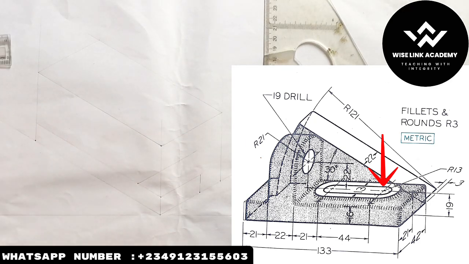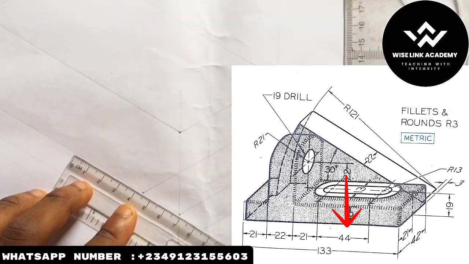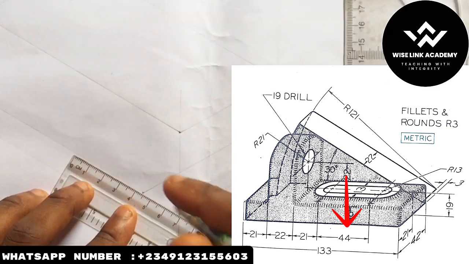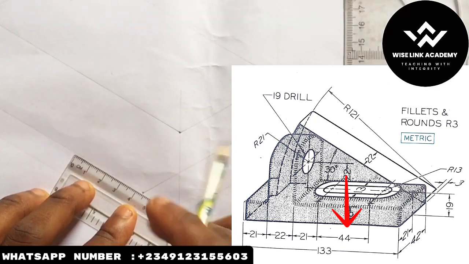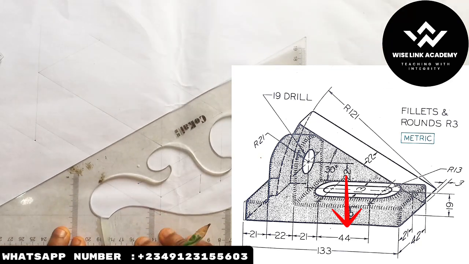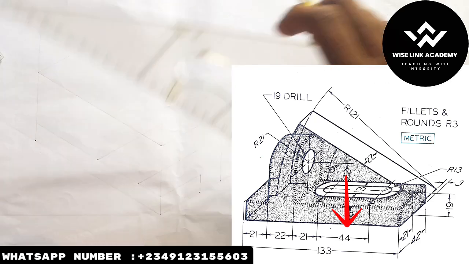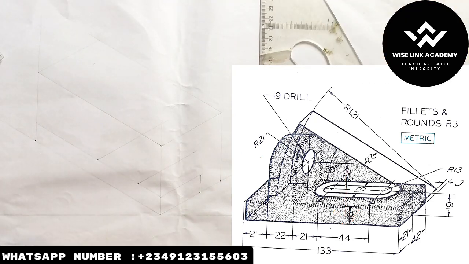Measure 44 inward. 44, that's 4.4. From here to here is 4.4 to this point. I will also take that point too. I'll take it inward this way. So I have this, as you can see, in front of you. Alright, at this point here, what's the next stuff to do?